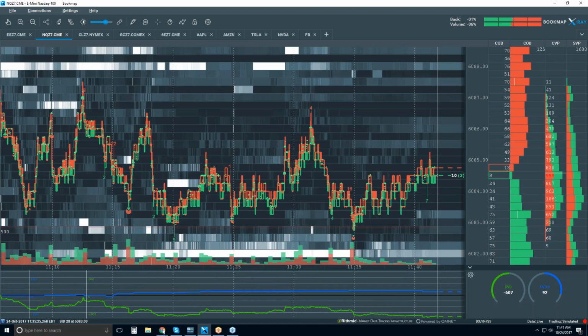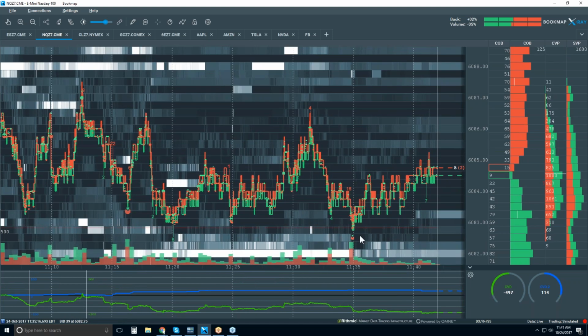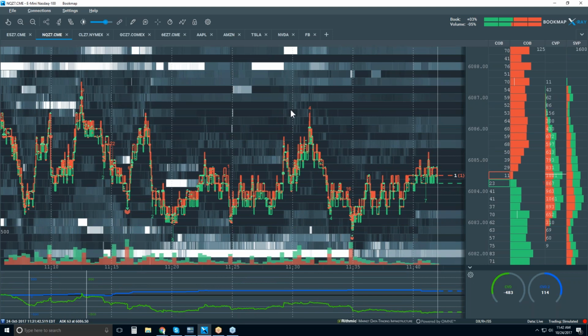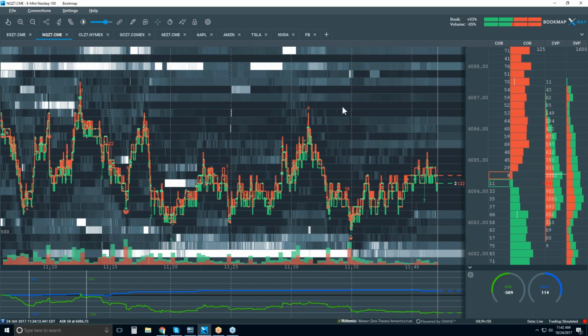This area will reject. Where's the liquidity going to be? On the other side where the stops are, right? So we'll come over and we know that there'll be buyers up here. Okay.